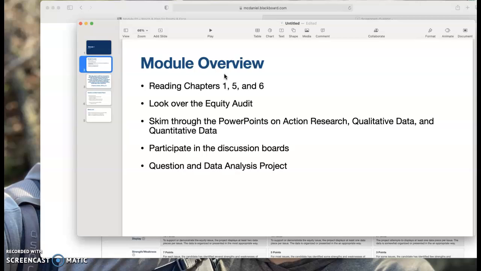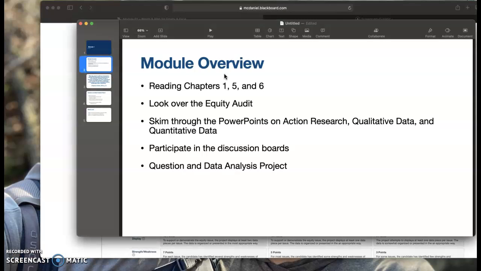So after you've done the reading, some of it's probably not going to be new knowledge, so feel free to skim, just some refresher knowledge. Then take a second to look over the equity audit. You don't have to do the whole thing, but this just might get your mind flowing and might get you thinking about what's next and maybe a topic for study in this class.